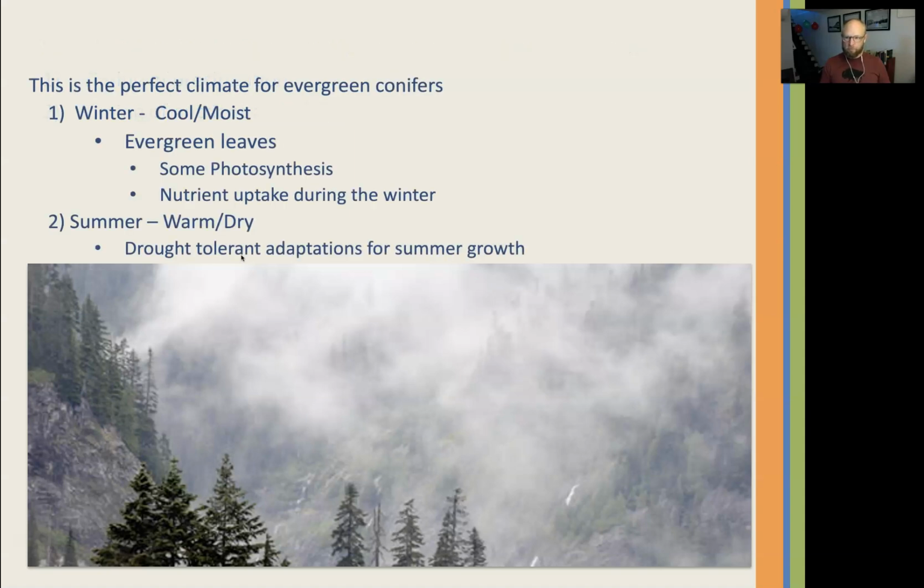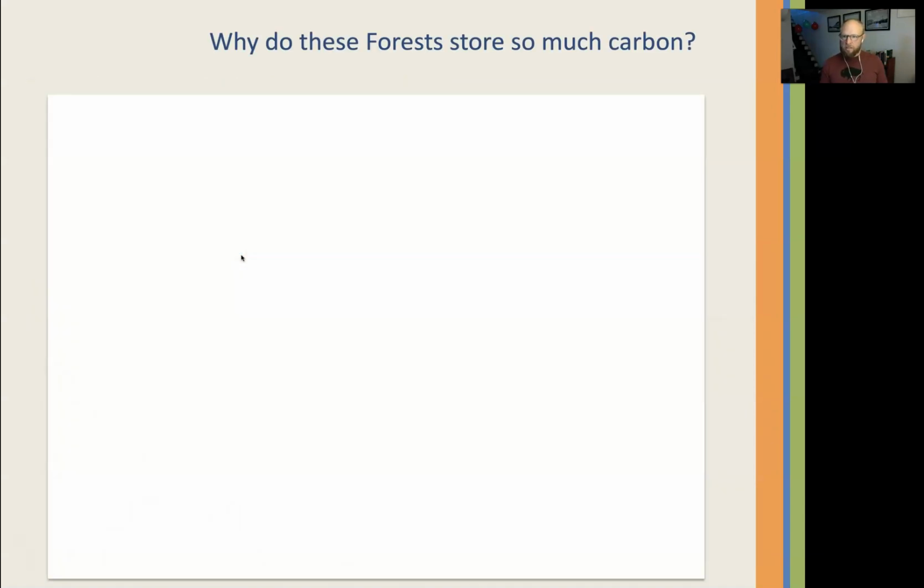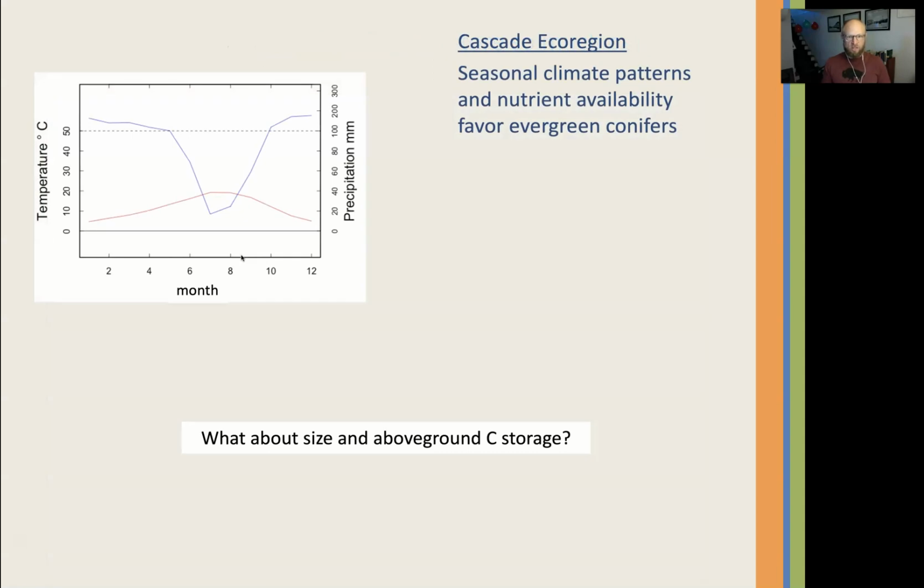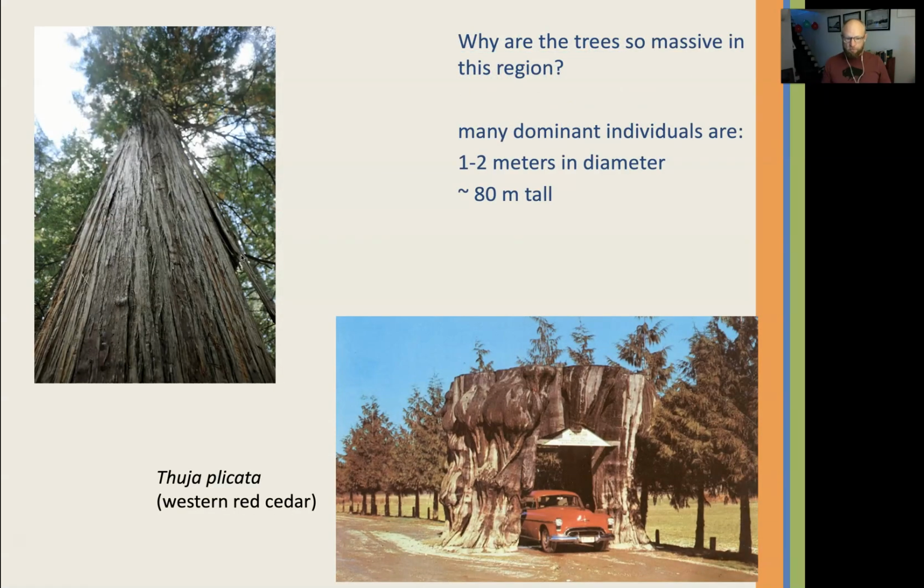Okay, so this is just summarizing what I just said in different words. So that's why evergreen gymnosperms dominate the area. Now let's talk about the amount of carbon that these forests store and why that is. And there's two reasons for this. We're going to talk about size of individuals and above ground carbon storage.